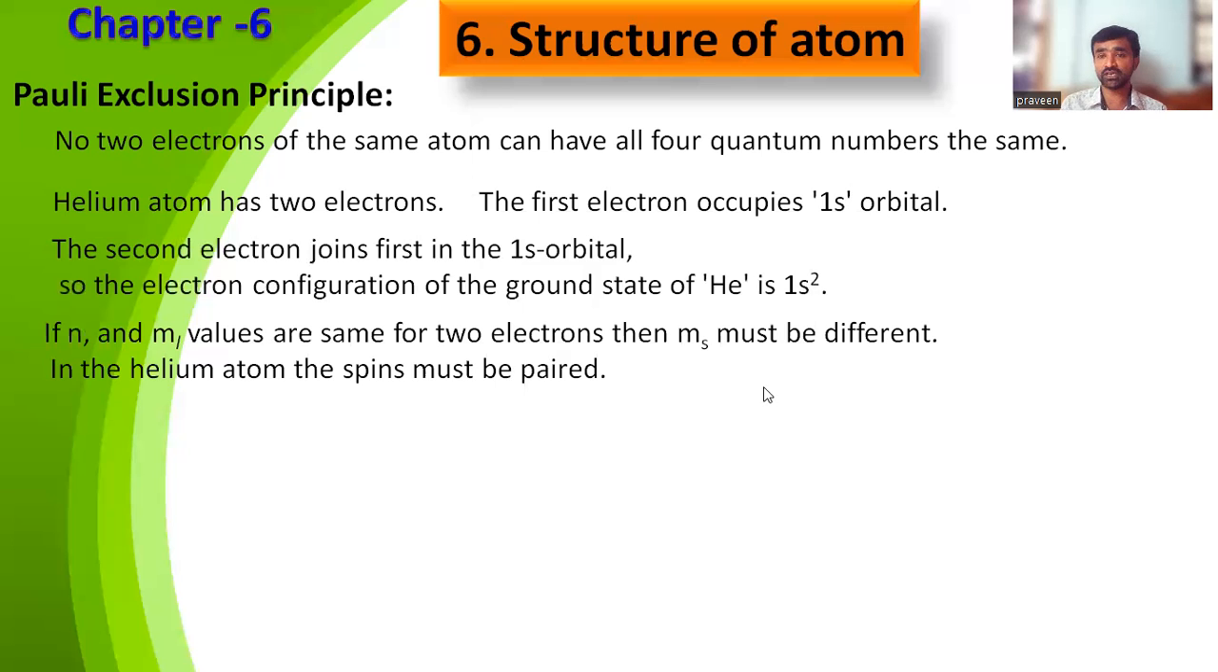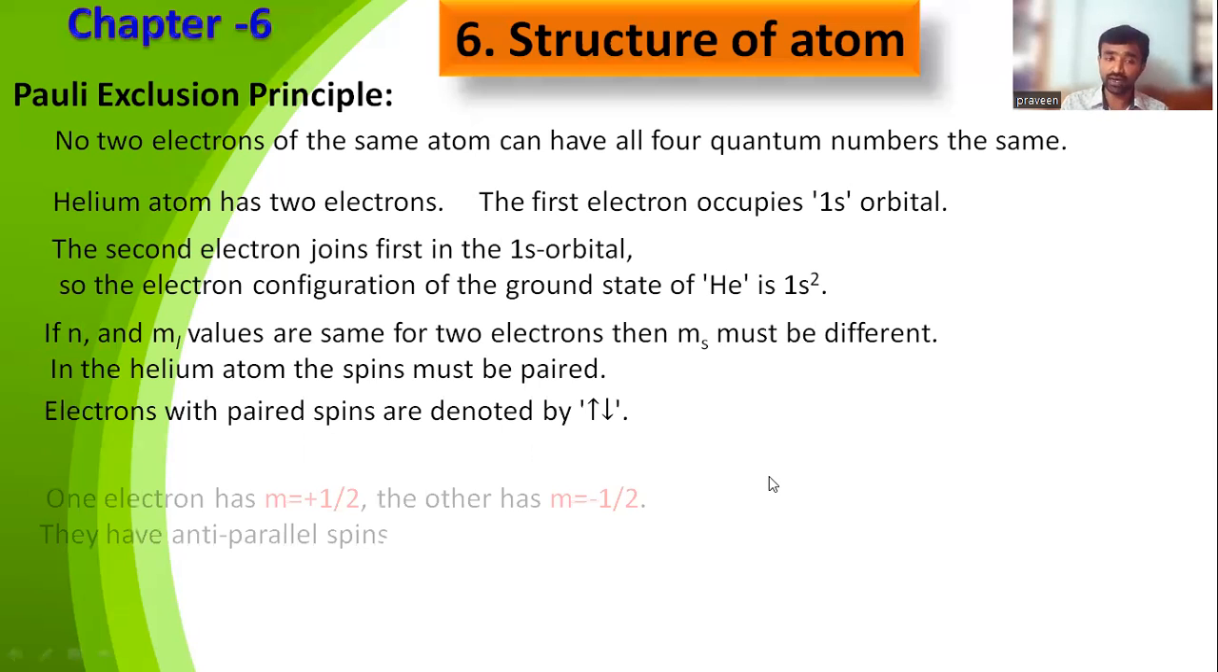So plus half, minus half, two possibilities there. One possibility is that the first electron has the positive spin and the second electron in the same degenerate orbital has the negative value. So in the helium atom, the spins must be paired with opposite spins. Electrons with paired spins are denoted by an upward arrow and a downward arrow. The upward arrow indicates positive spin, the downward arrow indicates negative spin.